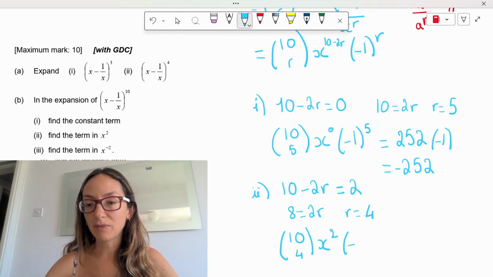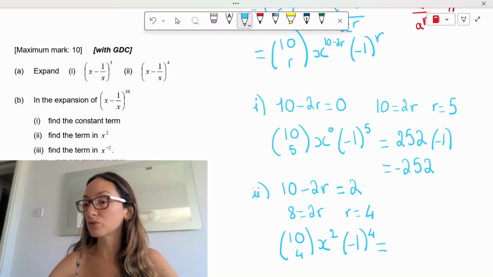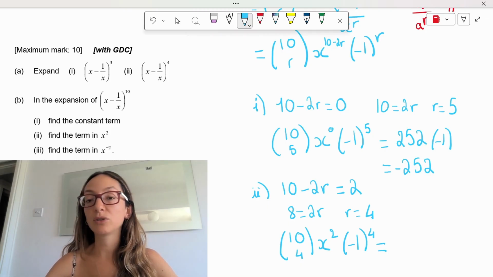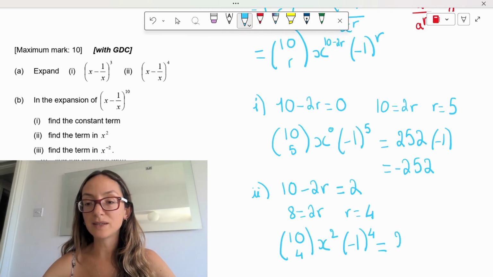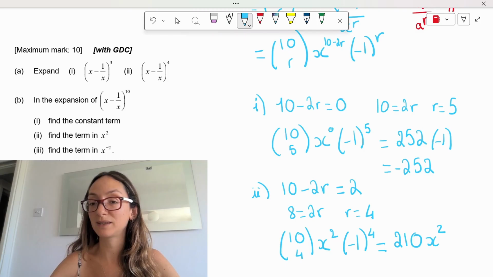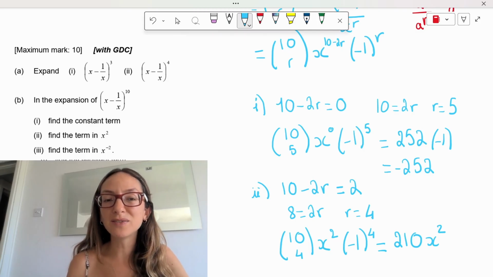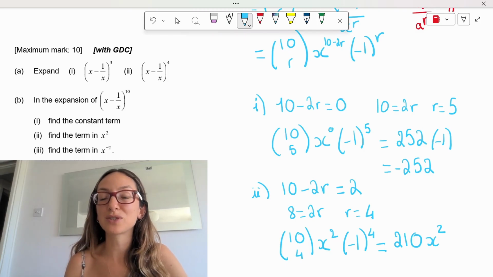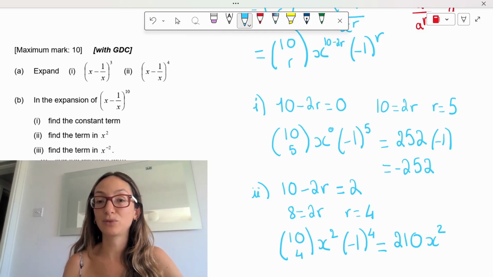And then we have minus 1 to the power of 4, which is just 1. Again, you can use your calculator to find what 10C4 is, and you will find that it's equal to 210. That is the term that they're interested in. Now, I want you to pause the video and attempt the third exercise on your own. So now we want the power of x to be negative 2.